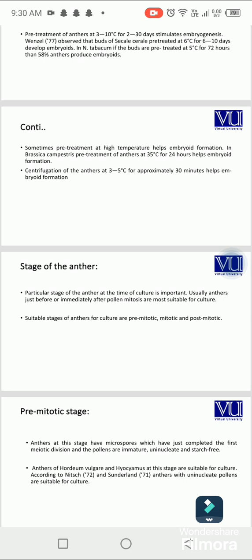Sometimes pre-treatment at high temperature helps embryoid formation in Brassica campestris. Pre-treatment of anthers at 35 degrees centigrade for 24 hours helps embryoid formation. Centrifugation of the anthers at 3 to 5 degrees centigrade for approximately 30 minutes helps embryoid formation.